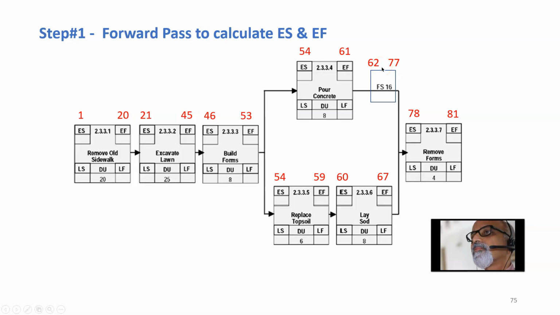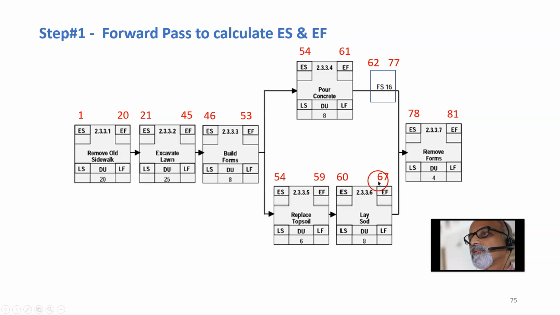So now we have to do it for this parallel path. Build forms gets over on the 53rd day. So replace topsoil can start on the 54th day. 54 plus 6 is 60 minus 1, that is 59. So if this gets over on the 59th day, lay sod can happen on the 60th day. 60 plus 8 is 68 minus 1, that is 67th day this gets over.